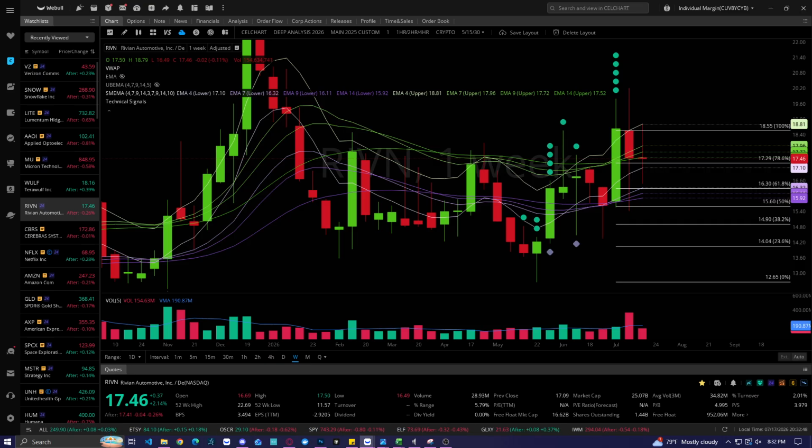The 4, the 7, the 9, and the 14. These are the best for short-term trading. Like hands down, these time frames are the best for short-term trading. I don't have any 50 EMA. I don't have a 100. I don't have a 200.